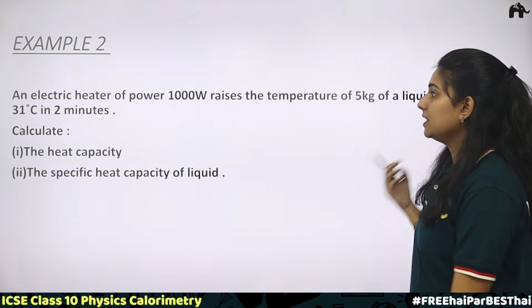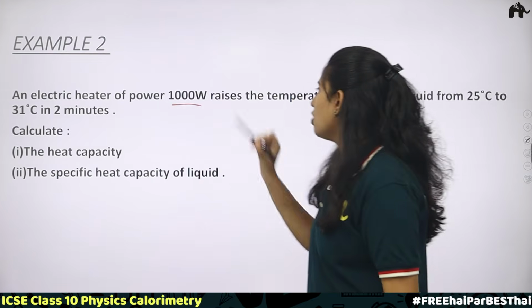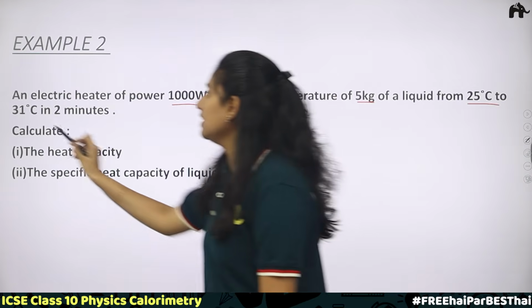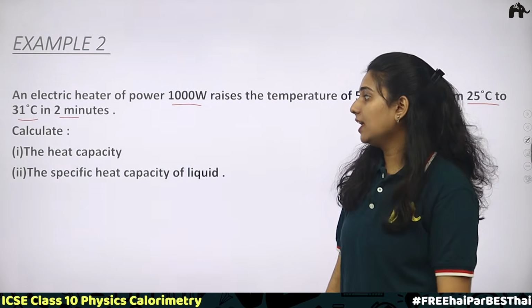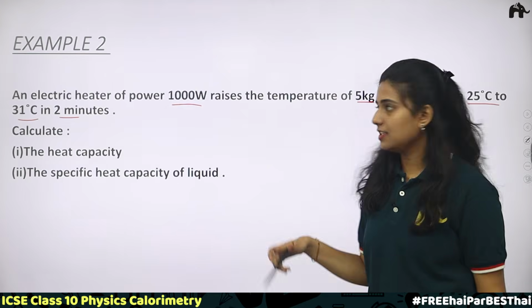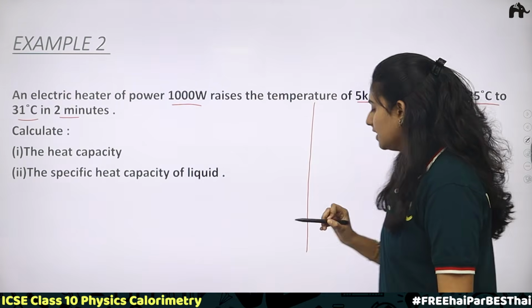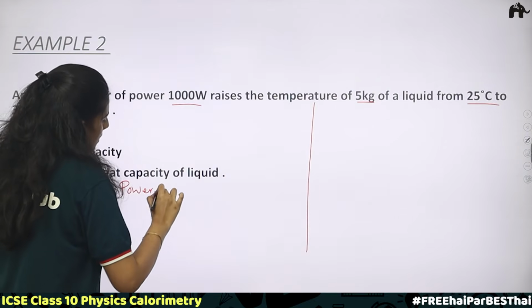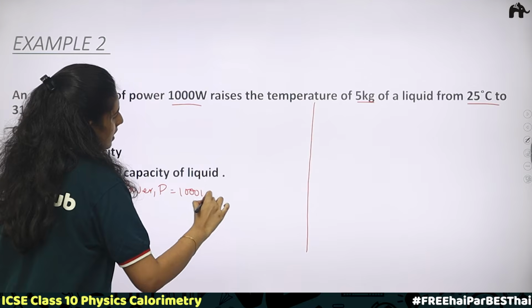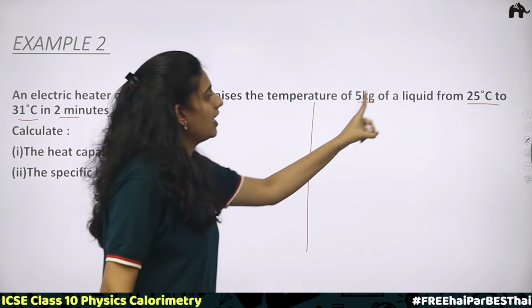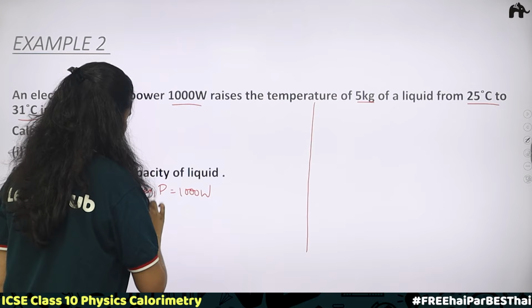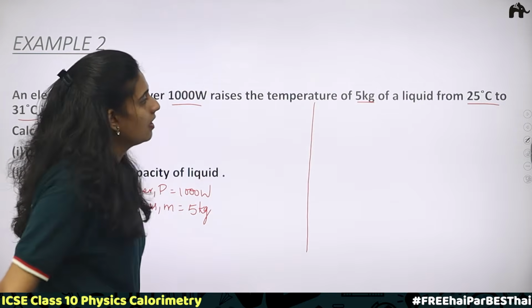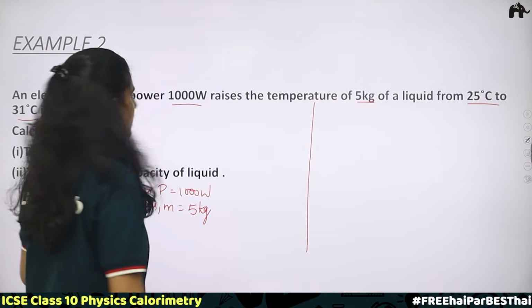Clear? Second example. An electric heater of power 1000 watts raises the temperature of 5 kg of a liquid from 25 degrees Celsius to 31 degrees Celsius in 2 minutes. We have to calculate the heat capacity and the specific heat capacity of the liquid. So what are the quantities that are given here? You have the power given. Power P is equal to 1000 watts, which raises the temperature of 5 kg of a liquid. 5 kg is the mass. Mass m is equal to 5 kilograms, from 25 degrees Celsius to 31 degrees Celsius.